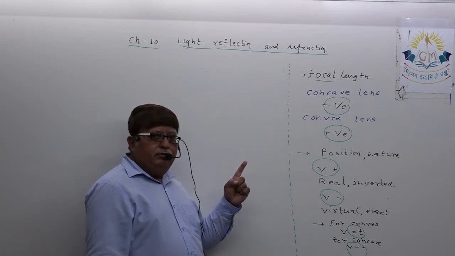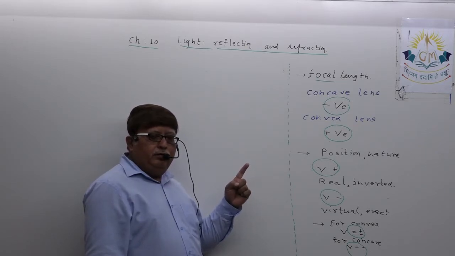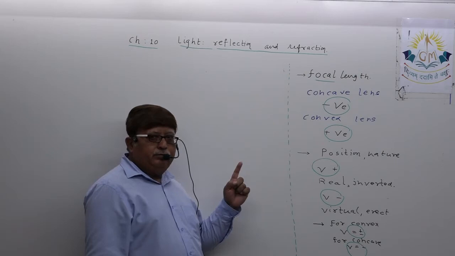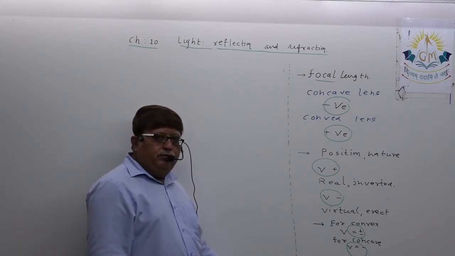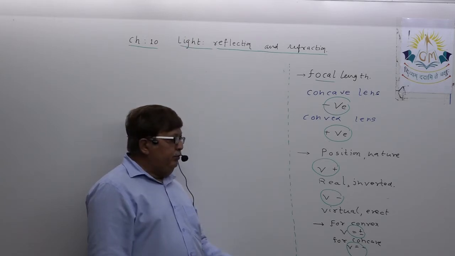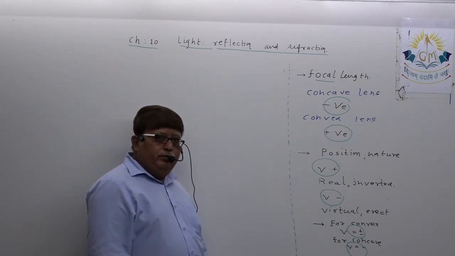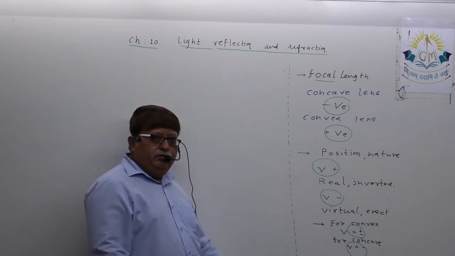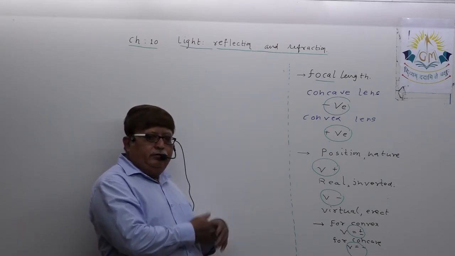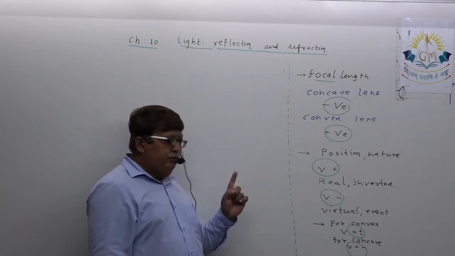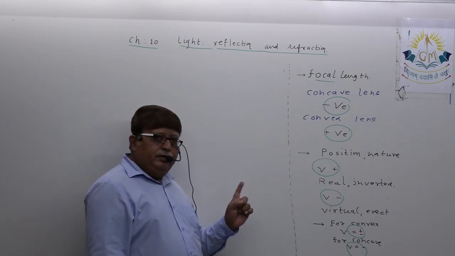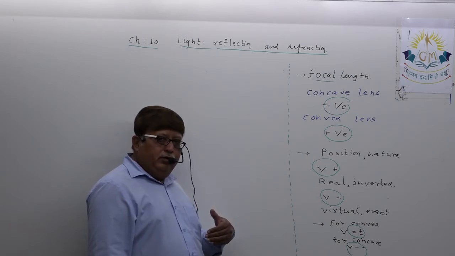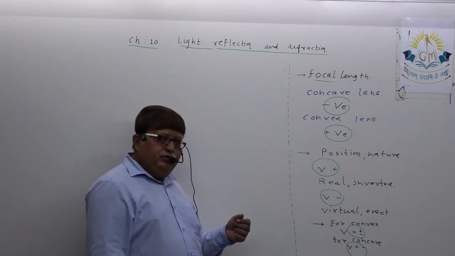For concave lens, focal length is always negative. For convex lens, focal length is always positive. V positive means the image is on the other side of the lens and it is real and inverted. V negative means the image is on the same side of the lens and it is virtual and erect.